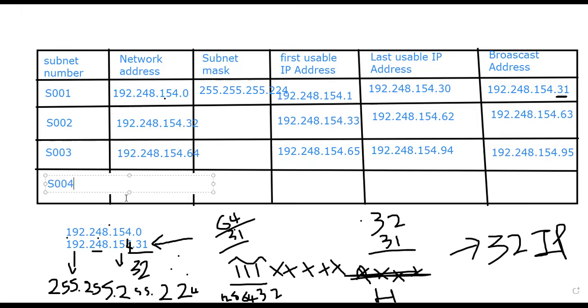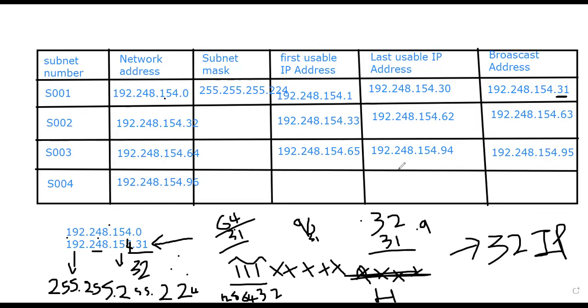S004. Here the network address is going to be, previously it was 95, so this must start from 96. So 192.248.154.96. You need to add 31 for the 96. So 96 plus 31 is going to give you 127. You need to write it here.